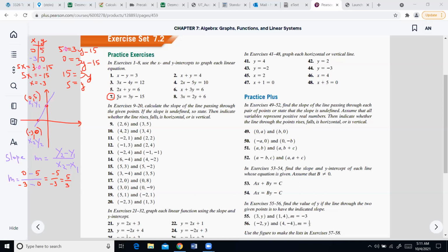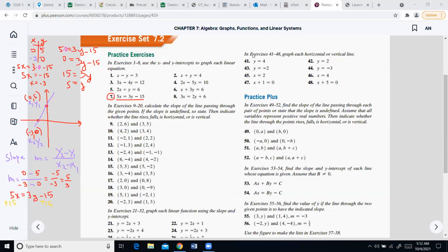So for the equation that we have here, 5x equals 3y minus 15, we get a slope of 5/3. Well, it turns out that I can take this equation and rewrite it. So what I can do is add 15 to both sides. If I take this equation, 5x is equal to 3y minus 15, I can bring 15 to the other side. So I can add 15 here and here. That doesn't change my equation.